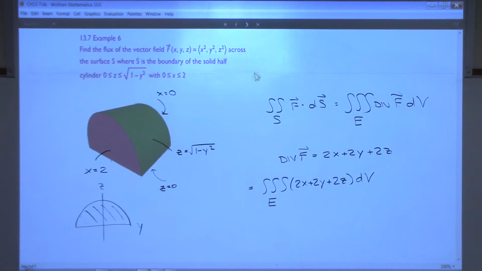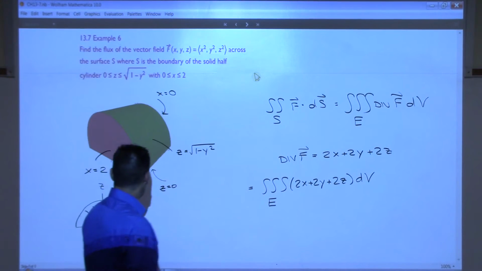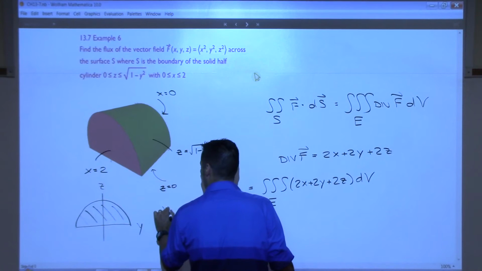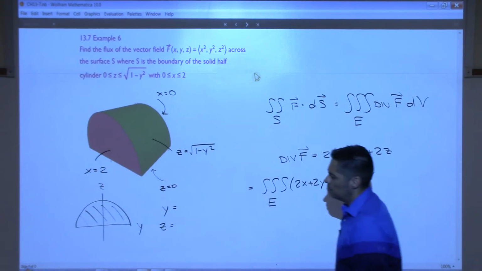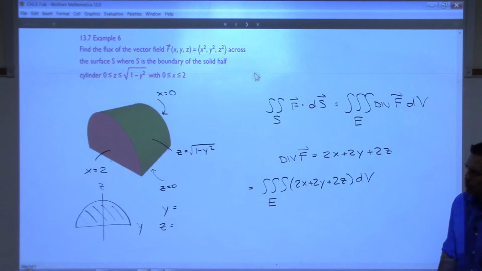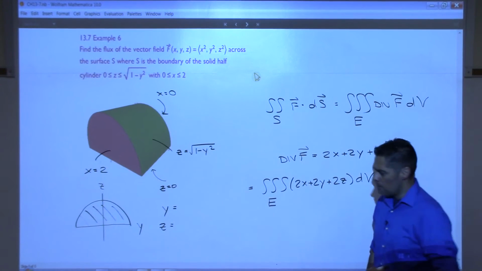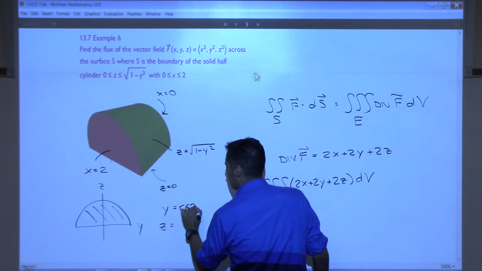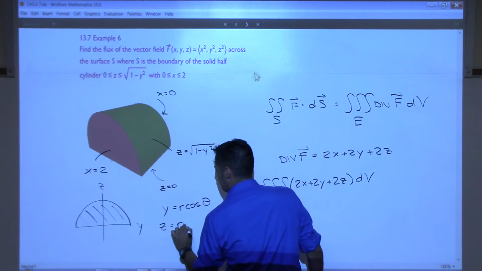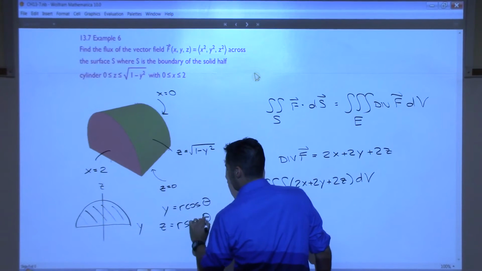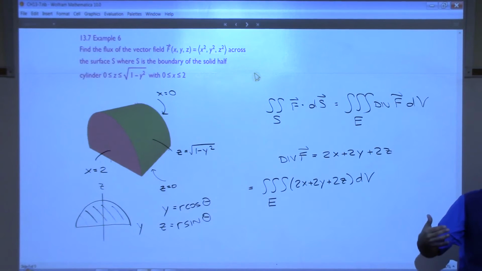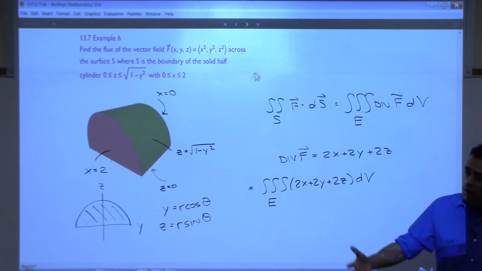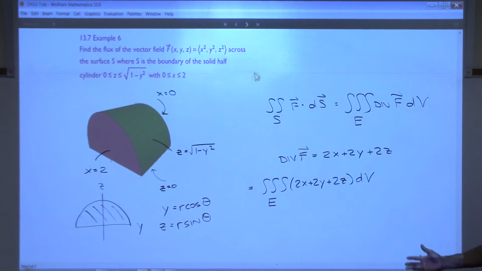So I'm going to go ahead and make my conversions now. I'm going to let y be equal to something and z be equal to something. What am I going to let them equal? Y is going to be r cosine theta, and z is r sine theta, right? And then we have the Pythagorean identity, y squared plus z squared is r squared. All those things are in play, right?